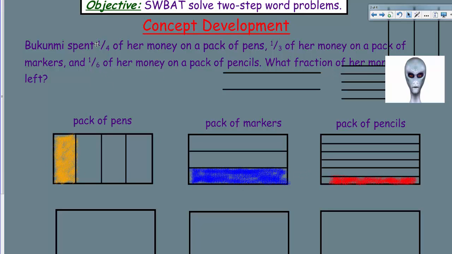What fraction of her money is left? So after she spent all this, they don't want to know the total amount of money that she spent as much as how much is going to be left. So there is kind of a 2-step problem here, because at first she's going to have a total amount. We're going to need to add the amount of money that she spent on these different items and then figure out how much was left. Go ahead and remember this.